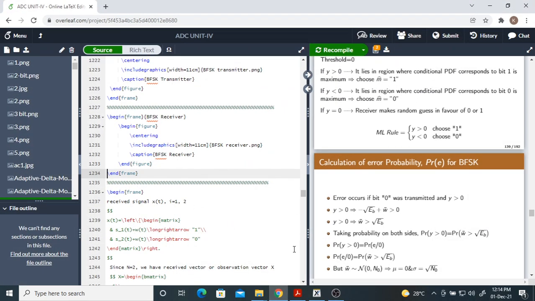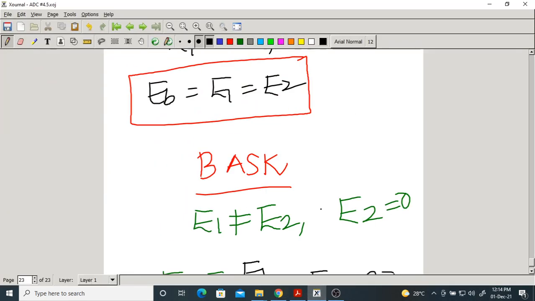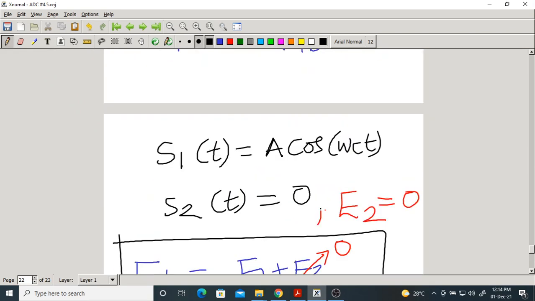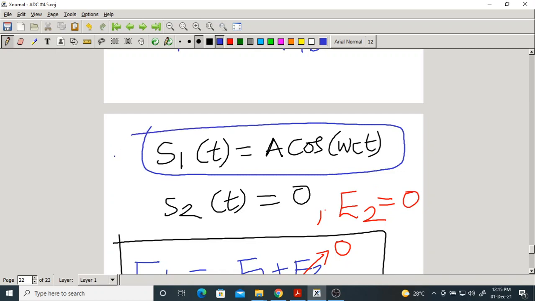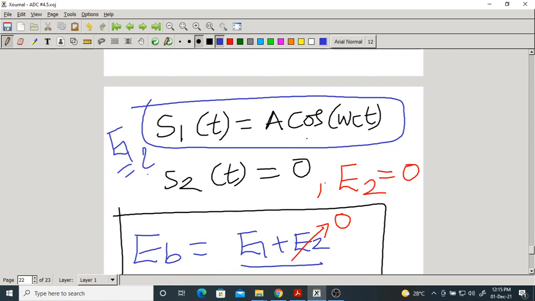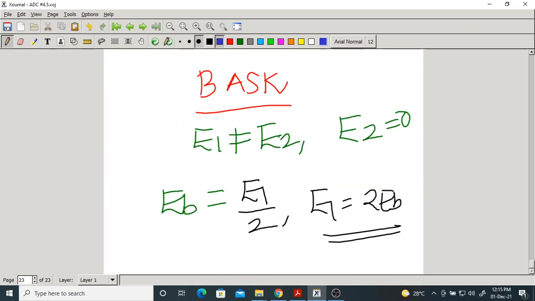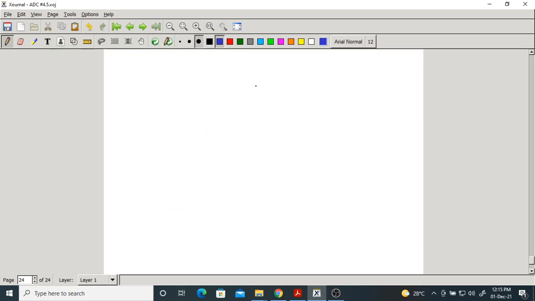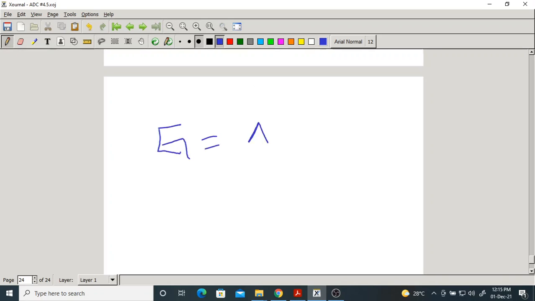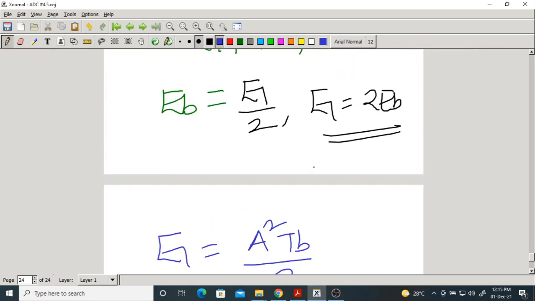But what is E1? E1 is the energy of the first signal, the energy of this signal. It is defined from 0 to TB, with Fc equal to N by TB. So what will E1 be now? We have done these calculations in the first two techniques. The energy of the first signal E1 is A square TB by 2.